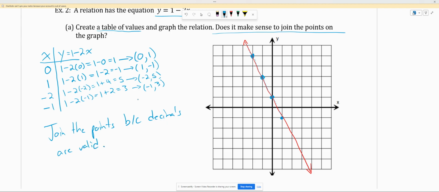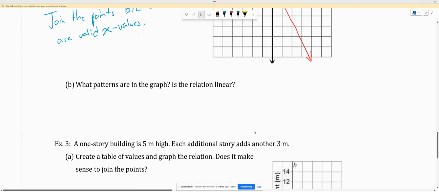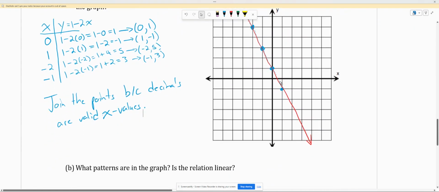Okay, there you go. Valid X values, more specifically, because that's our input. Okay, what patterns are in the graph? Is the relation linear? Well, we can see right away.